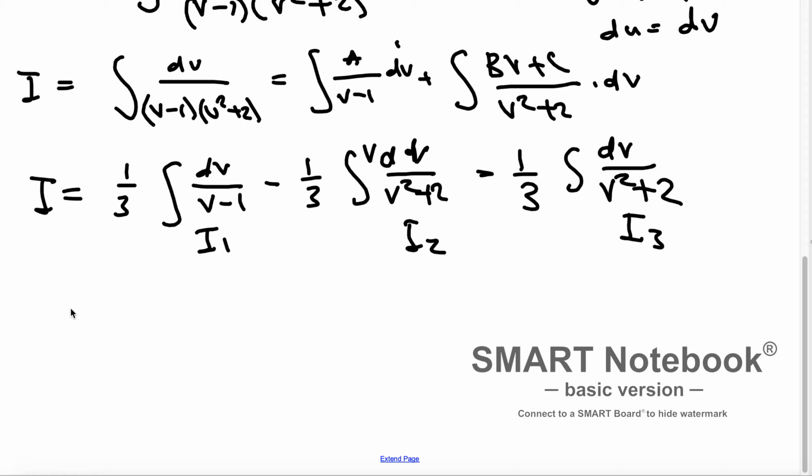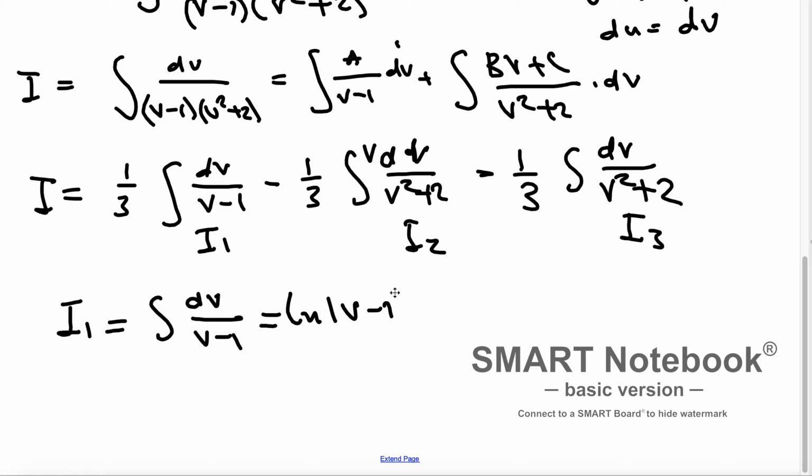If we take just integral I1 here, and we are solving just this part, dv over v minus 1, this is an elementary integral, and this is going to be equal to ln of v minus 1 plus c1. And if we take I2 here, this integral is going to be, so v dv is, v squared plus 2.